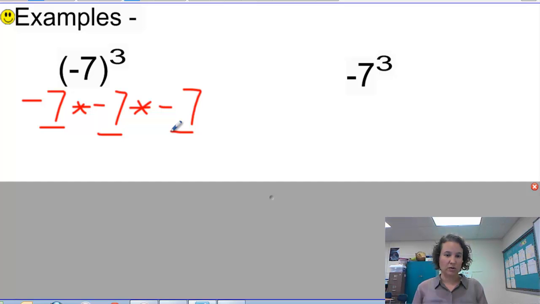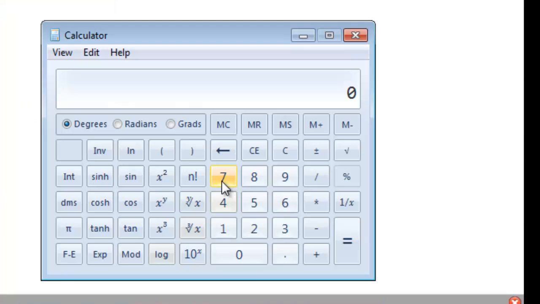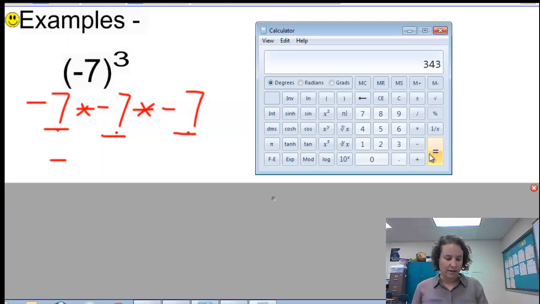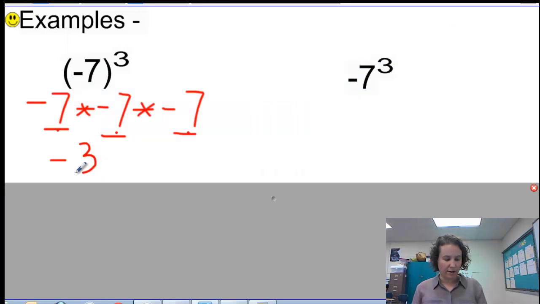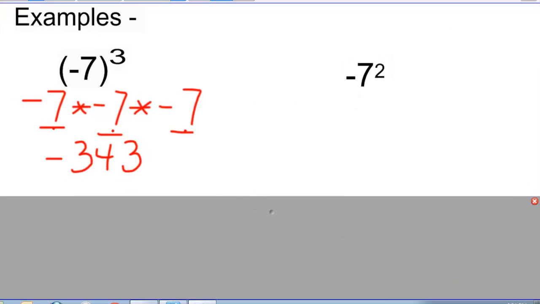I'm not quite sure what that is, so I'd probably have to use a calculator, but I do know that if I take my first negative times my second negative, that's going to be a positive, and then a positive times a negative is going to give me a negative answer. So I'm going to have negative... So that would be -343.